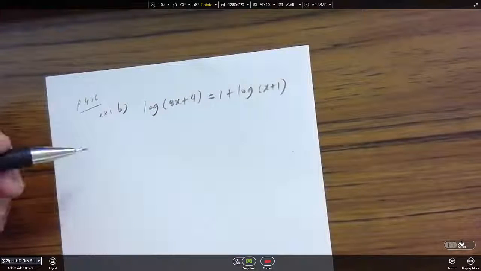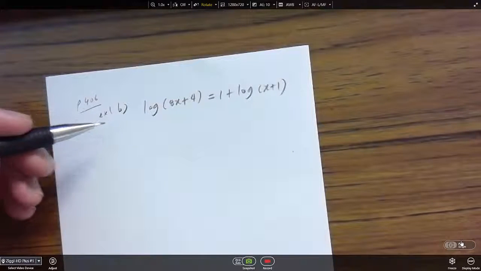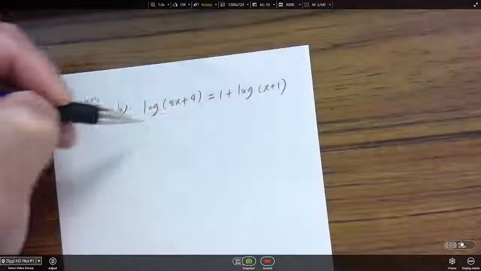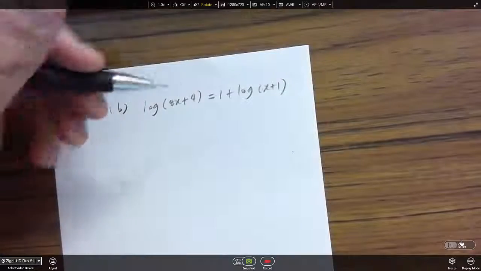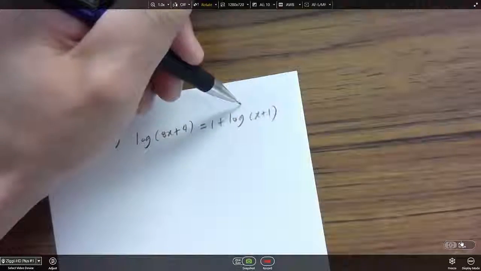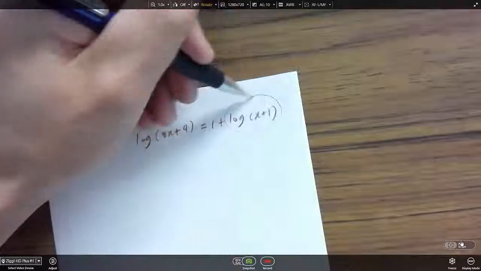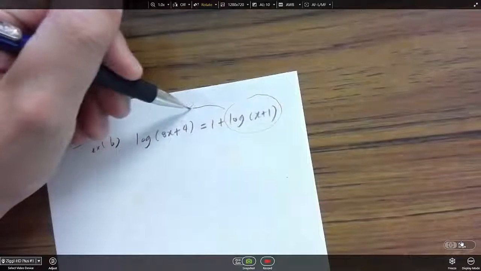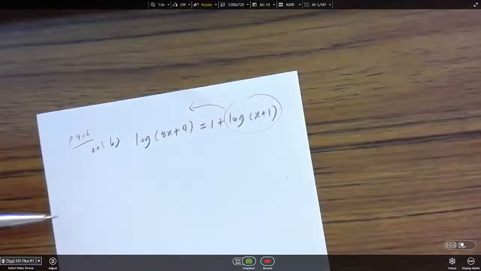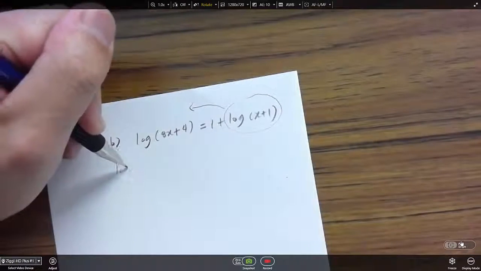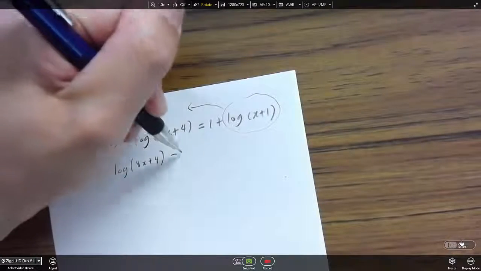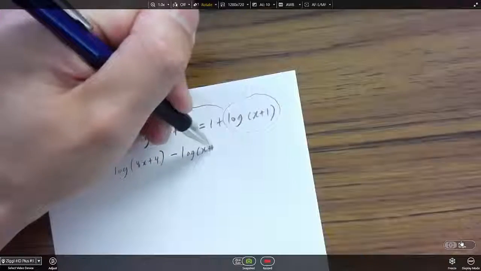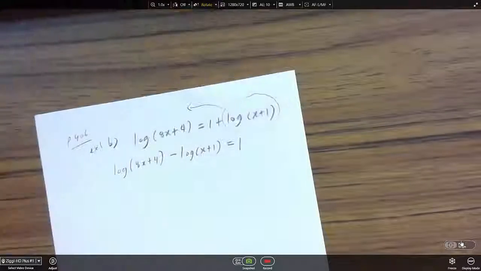Okay, so we have another problem here on page 406, example 1b. And the nice thing about these log equations is there's more than one way to do it. So let's just play around with this here. We recall that this positive term can be thrown to the left. You can actually gather your logs. Let's do that for fun. And we'll say log 8x plus 4 minus log x plus 1 is equal to 1.